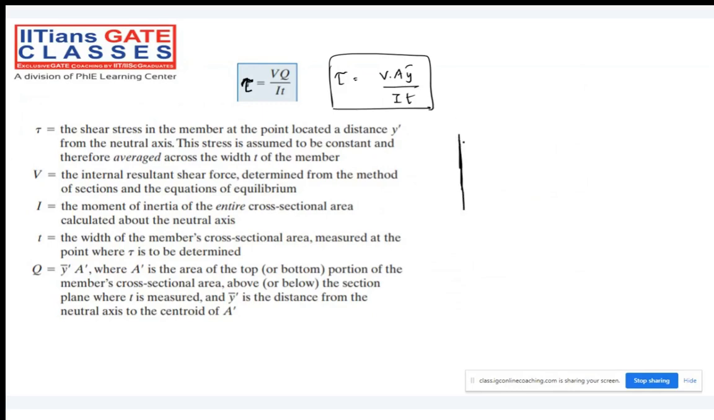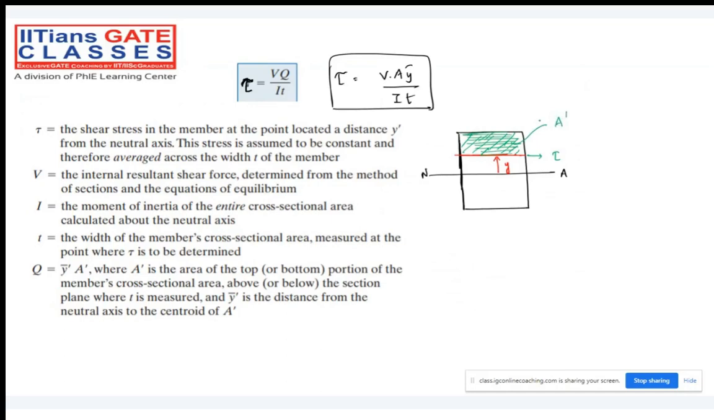Suppose this is a rectangular cross section, and this is my neutral axis. From the neutral axis, I have taken at a distance y some area, some fiber. On that particular fiber, whatever area is above it, A dash is nothing but this one. If I want to calculate the shear stress at this fiber, for example, I need to take the area above that particular fiber, right? That will be A dash.